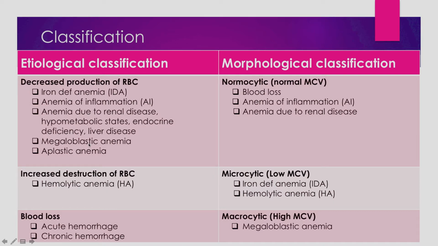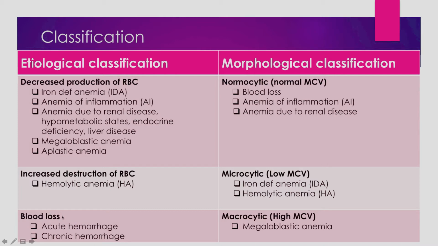Next is megaloblastic anemia, where vitamin B12 deficiency or vitamin B9 deficiency, folic acid and B12 deficiencies, B12 is cobalamin. These two deficiencies lead to anemia. Next is aplastic anemia, we will talk about this later. Then increased destruction of RBCs, where the RBC is destroyed earlier than its complete life span, that is 120 days. In hemolytic anemia, the RBC is destroyed before its expected time. Those conditions are called hemolytic anemia, for example thalassemia.